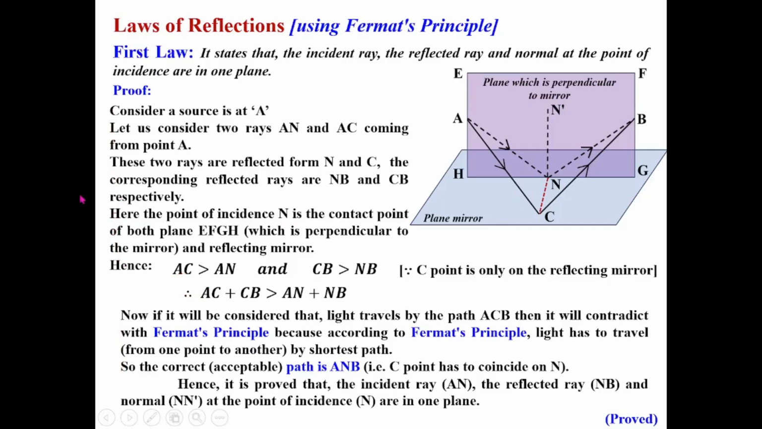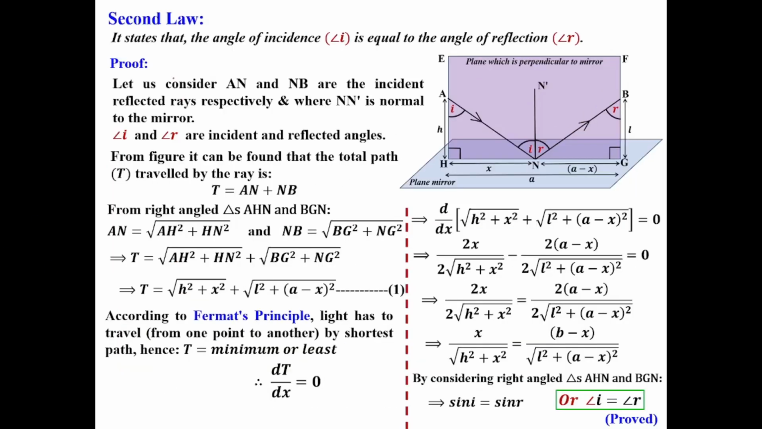Now we are going to go for our next law, the second law of reflection. It states that the angle of incidence is equal to the angle of reflection. That we have to prove by using Fermat principle. For that we consider this diagram. Let us consider AN and NB.